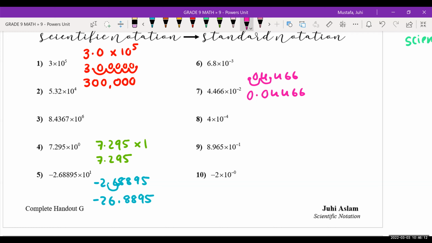How about this question here? Question 8, 4 times 10 to the power of -4. Again, there's no decimal place, which means it's just going to be a 4.0. You're going to take that and move that 4 times over to the left. 1, 2, 3, 4. And then we have 3 zeros before it. So our final answer is going to be 0.00040.